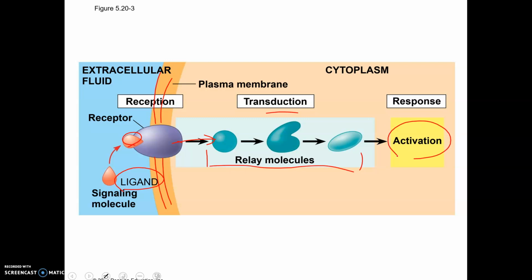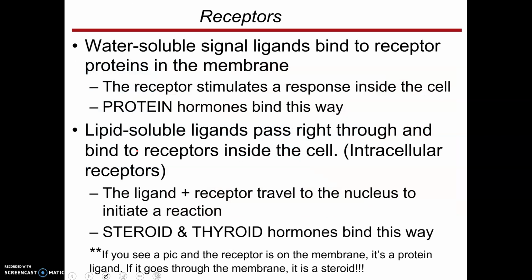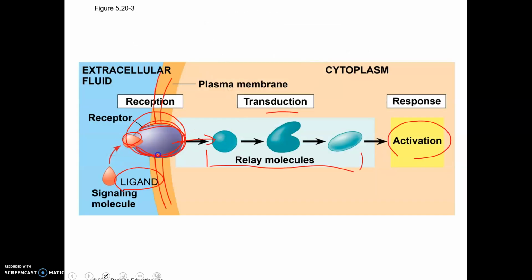Now, I wanted to point out, notice how this receptor is on the cell membrane. Not all receptors are on the membrane. And this goes back to our cell membrane chapter, where we talked about what can and cannot pass through the membrane. So water-soluble ligands, protein hormones, for example, are not able to pass through the phospholipid bilayer because it only likes, remember, small lipid-soluble things. So a protein hormone would bond to a receptor on the membrane like this picture.